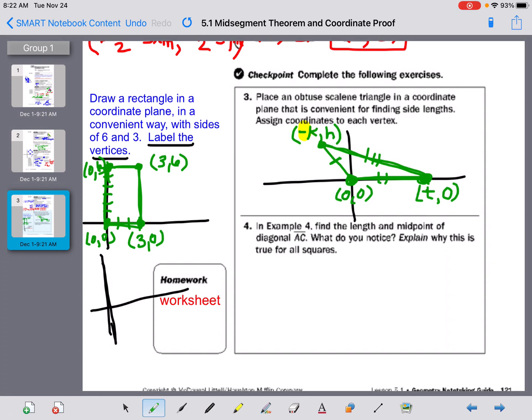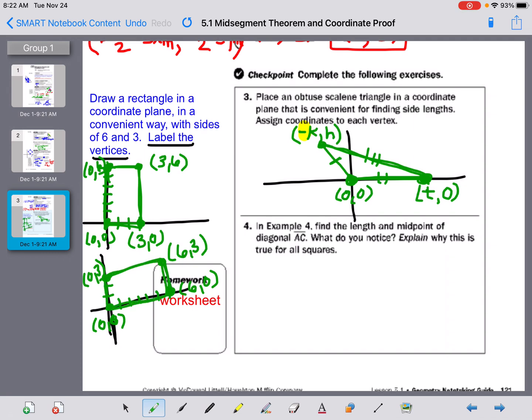Could you draw this rectangle on your page in a different way and still get it correct? You can. What if you did it this way? What if you started at 0, 0, and you went over 6? 1, 2, 3, 4, 5, 6. So if you did that, I'm at 6, 0. How far up would you have to go? 3. So you're at 0, 3. So this time when I make my last point, I'm over 6, up 3, so I'm at the point 6, 3. Does this rectangle also have lengths or sides of 6 and 3?